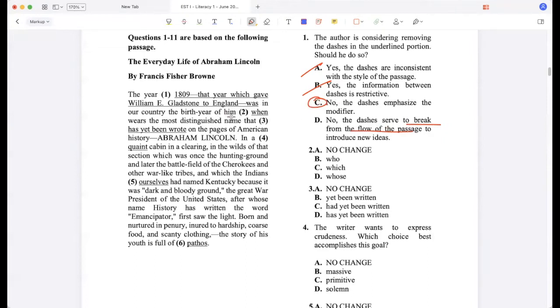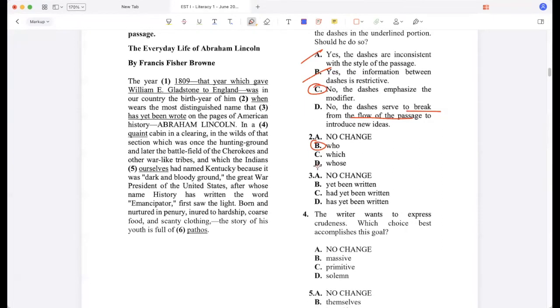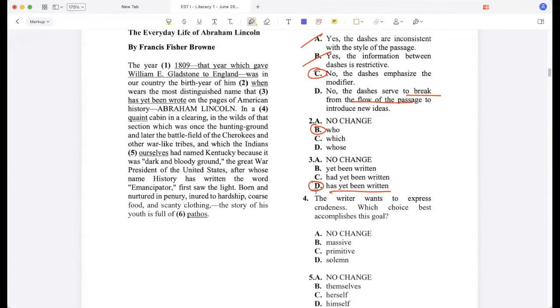In our country, the birth year of him who wears, right? Because I am talking about a person, so I have to use who. Who wears the most distinguished name that has yet been written on the pages of American history, Abraham Lincoln, in a quaint cabin, in a clearing, in the wilds of that section, which was once the hunting ground and later the battlefield of the Cherokees and other warlike tribes, which the Indians themselves had named Kentucky because it was dark and bloody ground, the great war president of the U.S. first saw the light in a quaint cabin.